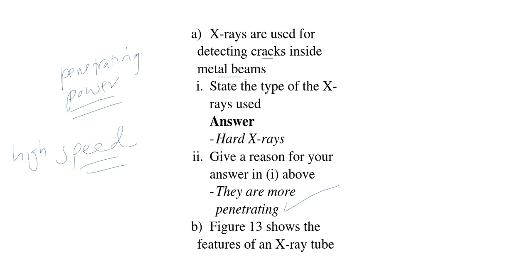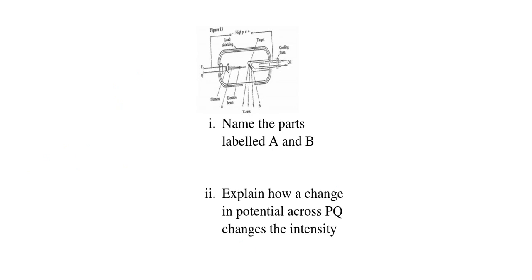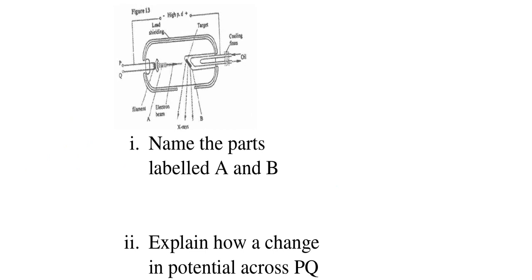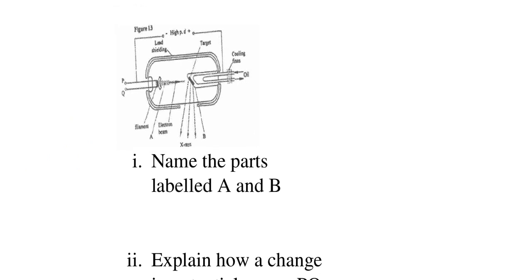Part B. Figure 13 shows the features of an X-ray tube. This is Figure 13. So we have an X-ray tube whereby we have the filament and the cathode. We have the electrons being produced and accelerated towards the target.